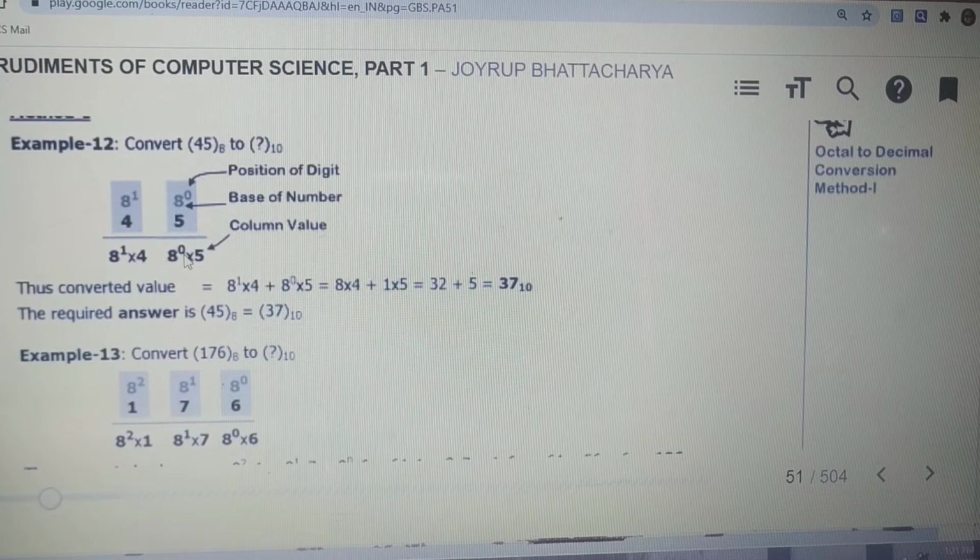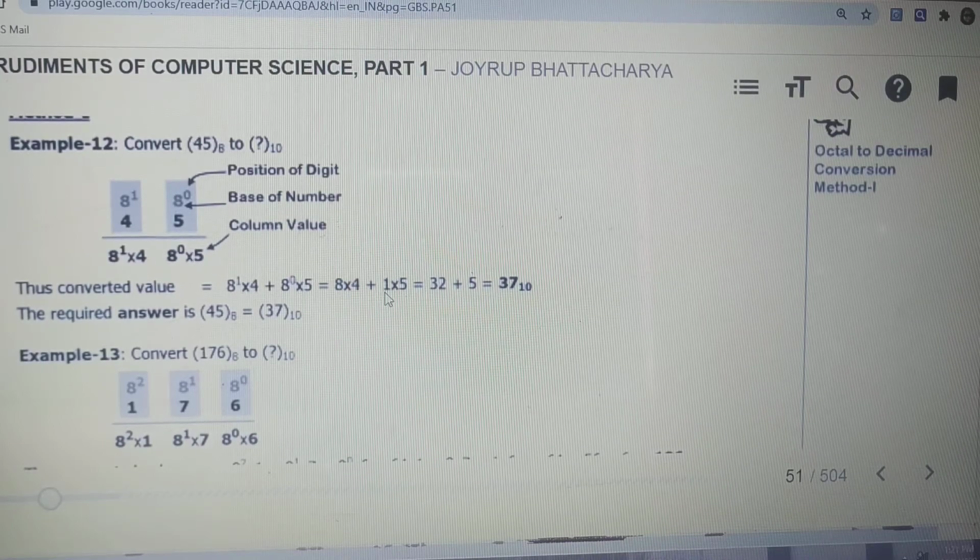Anything to the power 0 means what? 1. So 1 into 5, and 4 into 8 to the power 1, which is 8. So 4 into 8 is 32. 32 plus 5 is 37.